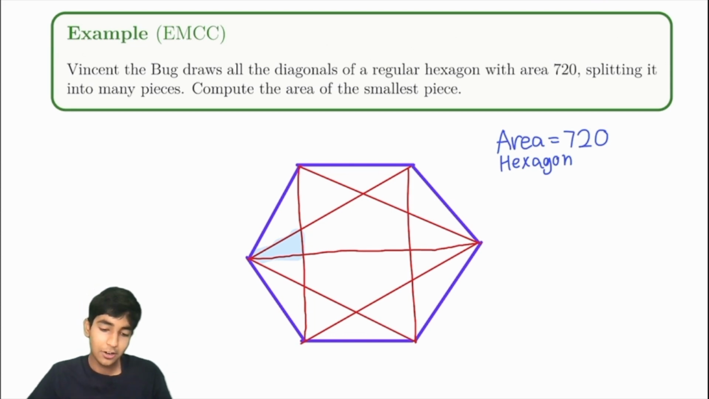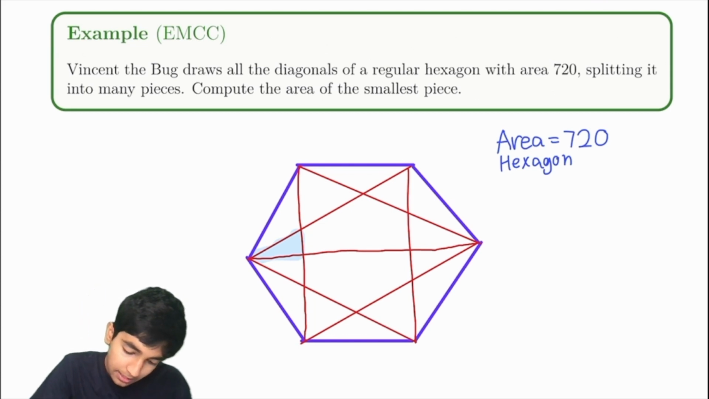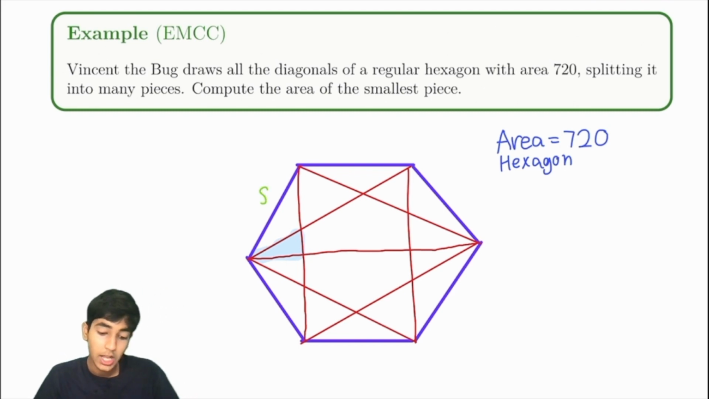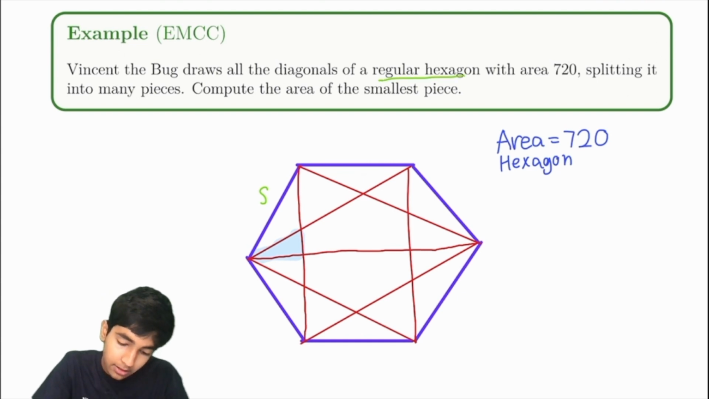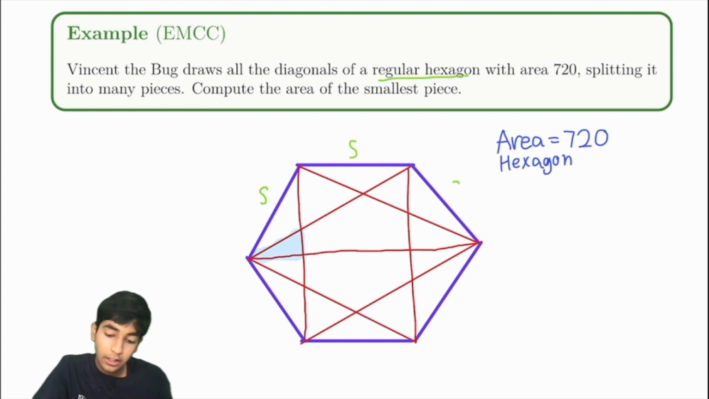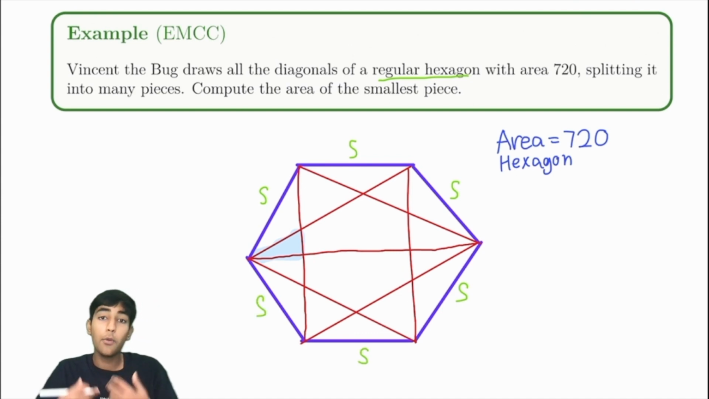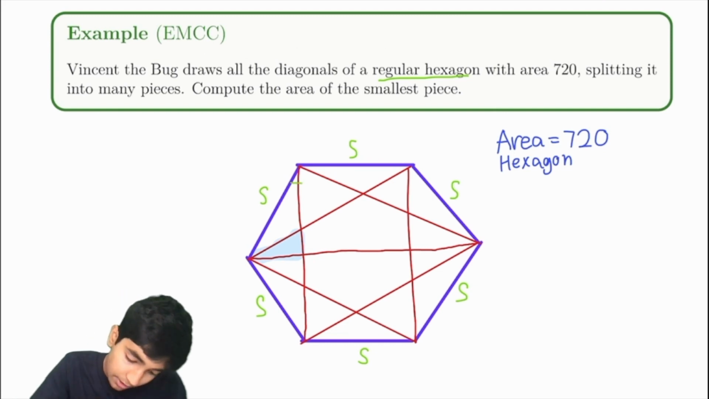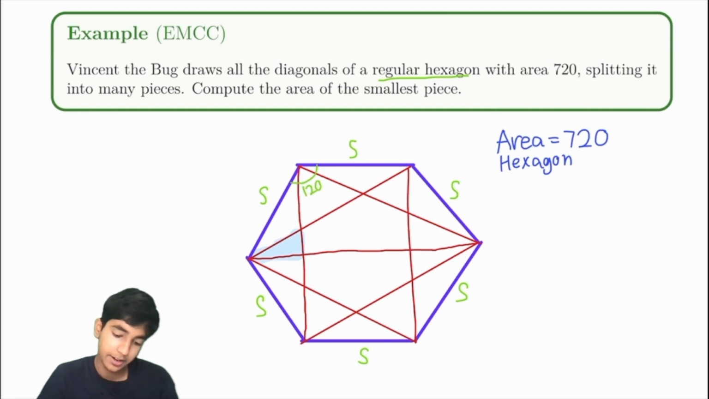Well, here's what we're going to do. Let's say the side of a hexagon is S. Now, why are we going to say this? Because it's a regular hexagon. All sides are equal to S, and all angles are going to be equal. And remember, in a regular hexagon, each interior angle is going to be 120 degrees. So that's 120 over there.